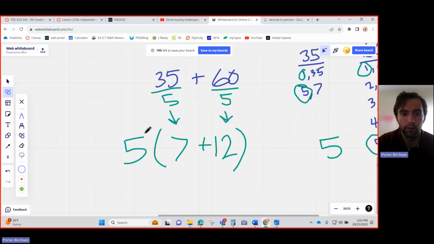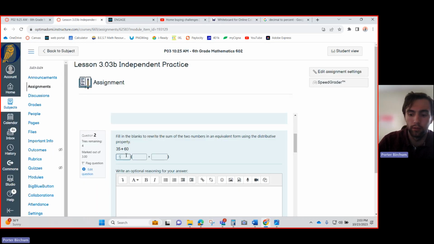And here's my final answer. If I used distributive property the normal way, I would do 5 times 7, which is 35, and then 5 times 12, which is 60. So backwards distributive property, we are dividing out a common factor and then rewriting the expression as a product of the common factor. 5 times 7 plus 12.